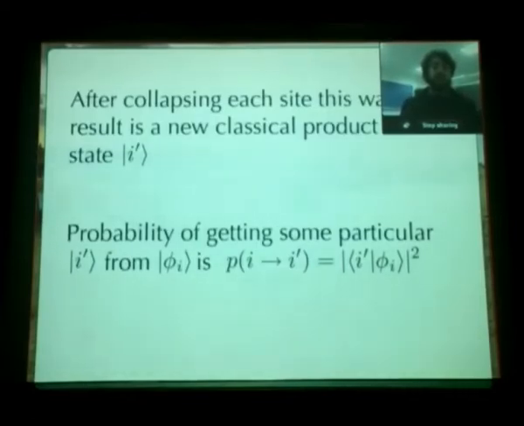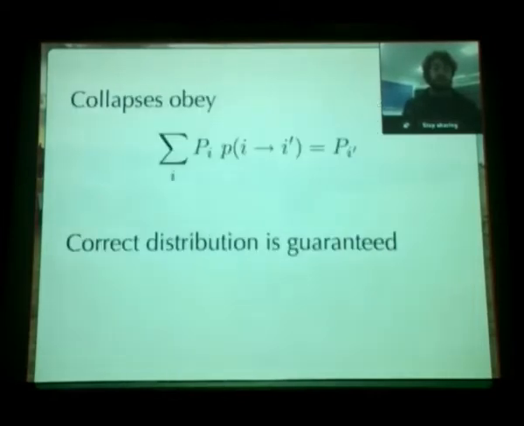The result is a new classical product state. I call it I prime, and I don't show the proof here, but you can check that the probability of getting some particular I prime from the state phi I is given by this overlap, I prime overlap with phi, the square of that overlap. So that number is the probability that you'll get a particular product state I prime. And it's pretty easy to show by just going through the algorithm one by one.